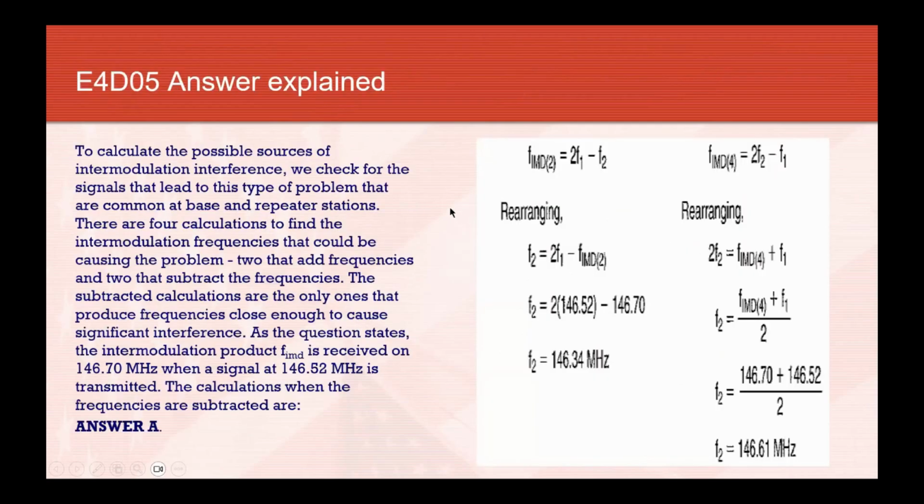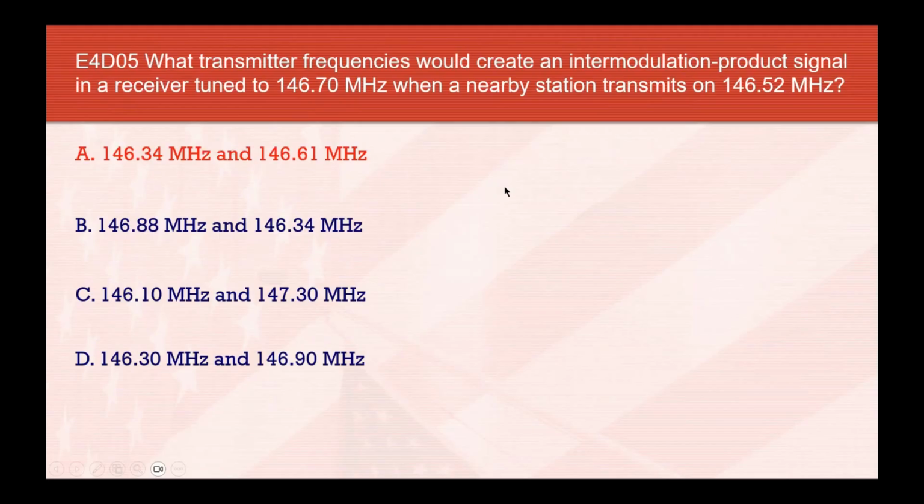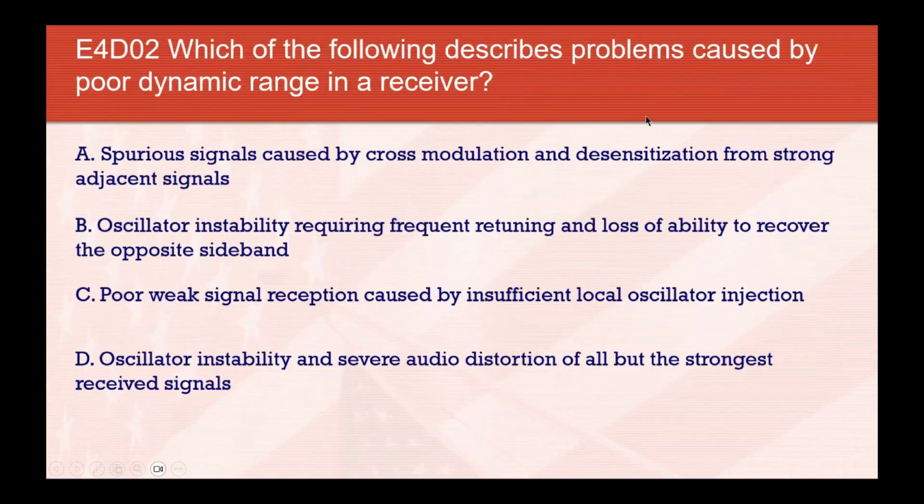For the first one, they take 2 times the first frequency minus the second frequency, then you reverse those two, take them all the way down till you get that final frequency in the end. So you can do it either way. Easiest thing I think probably is just remember 146.34 and 61.